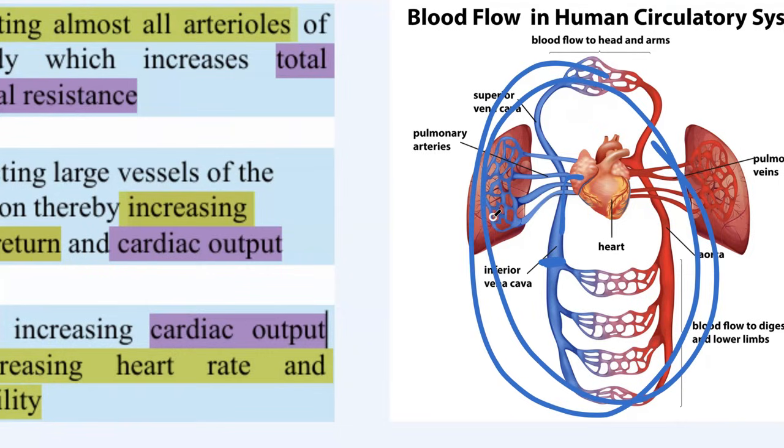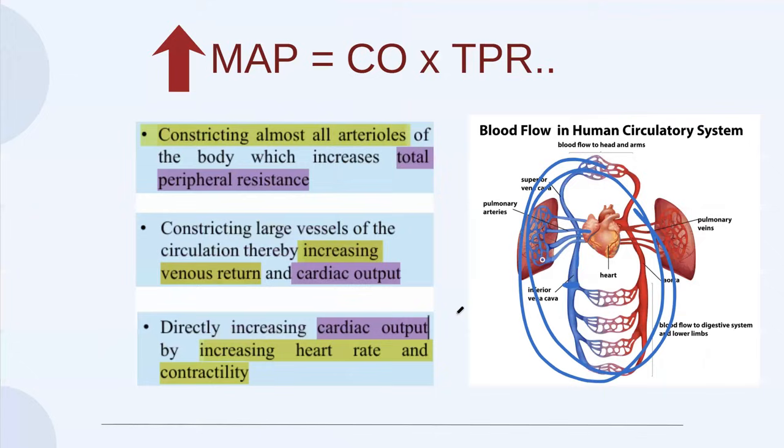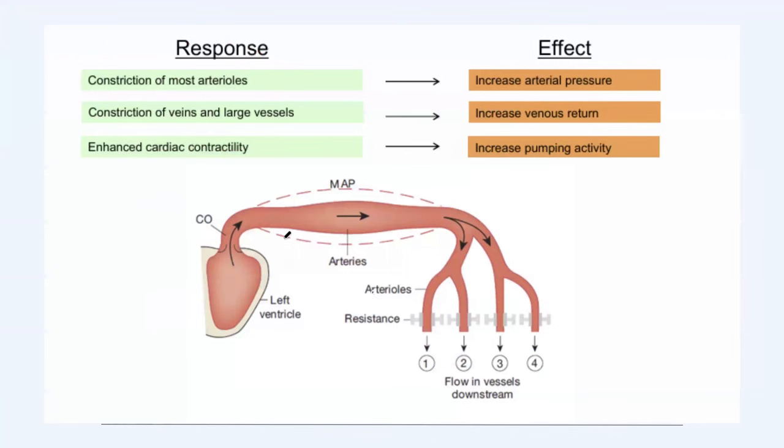So if you compress the vena cava and increase the pressure inside it, all the blood is going to go into the heart. The heart is going to contract, and that is going to increase the cardiac output. Okay, and when cardiac output increases, all the blood goes into the arteries, so the mean arterial pressure will increase. Directly increasing cardiac output by increasing heart rate and contractility. That just means that if the heart pumps faster or with more force, the cardiac output will increase.